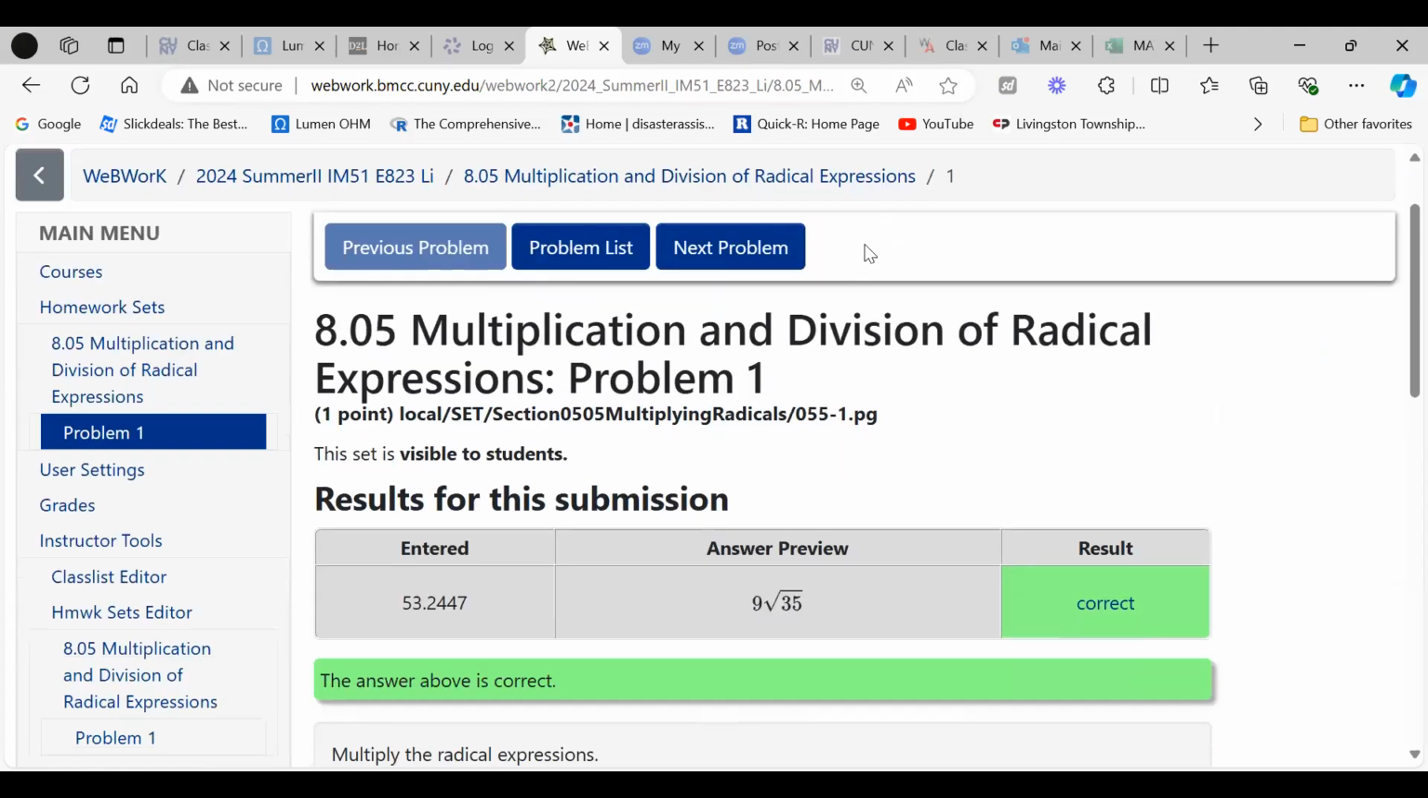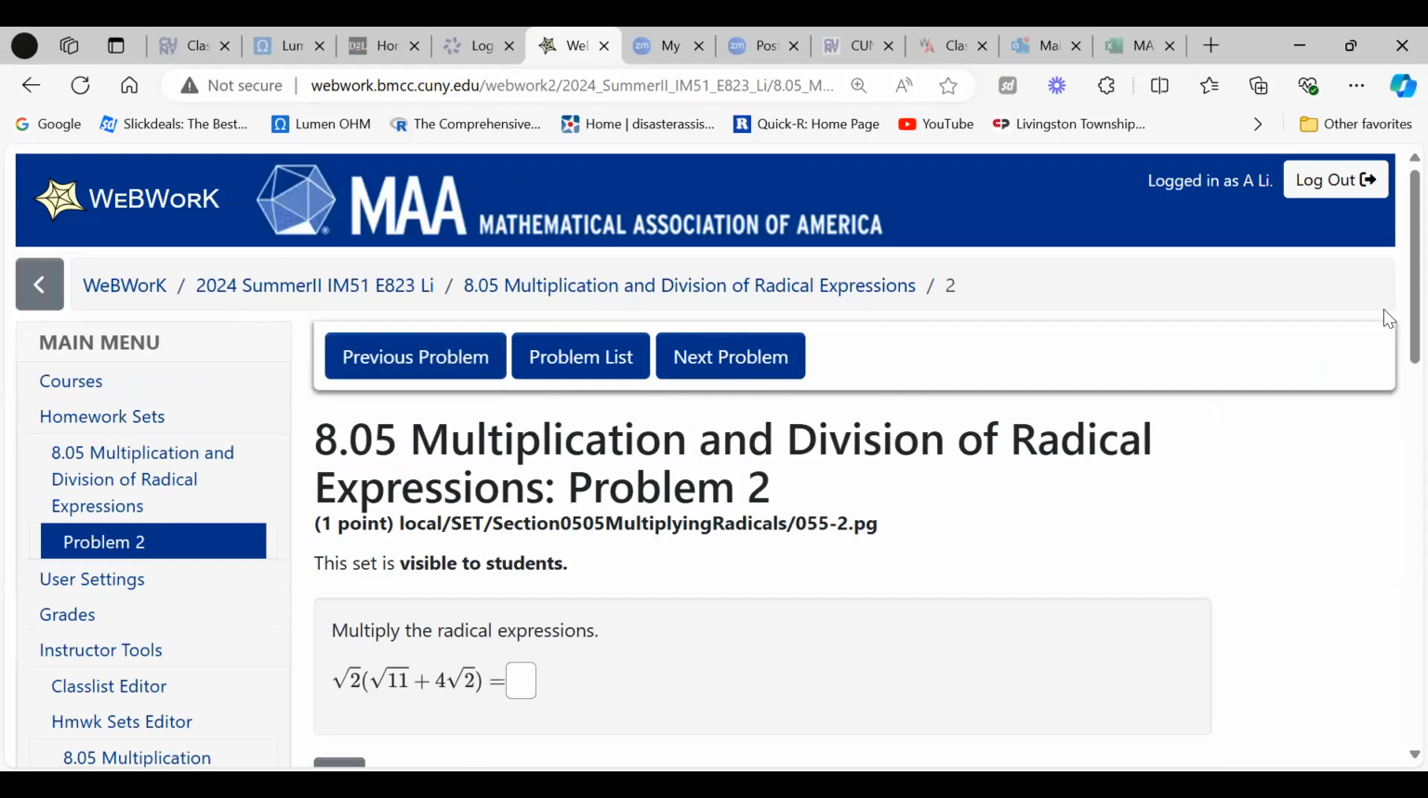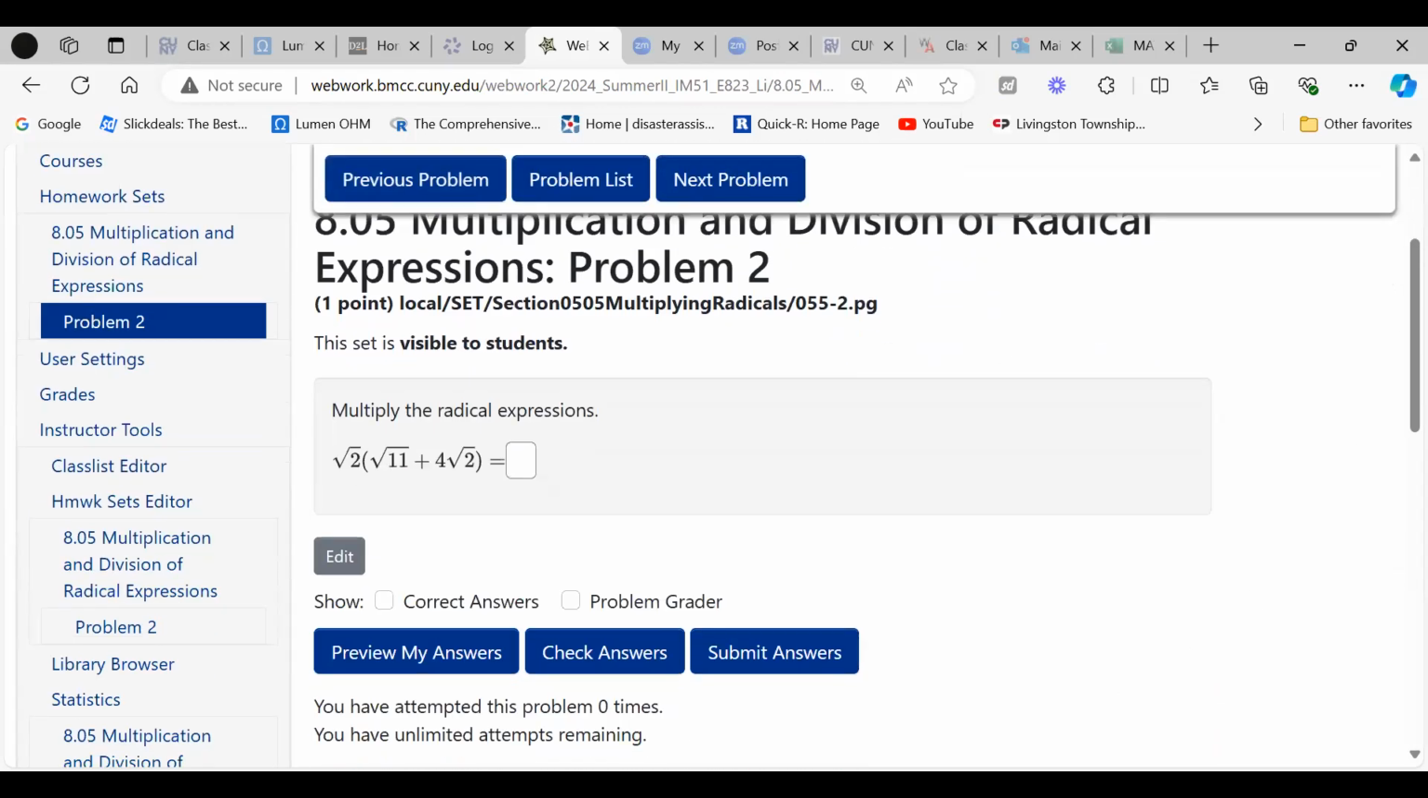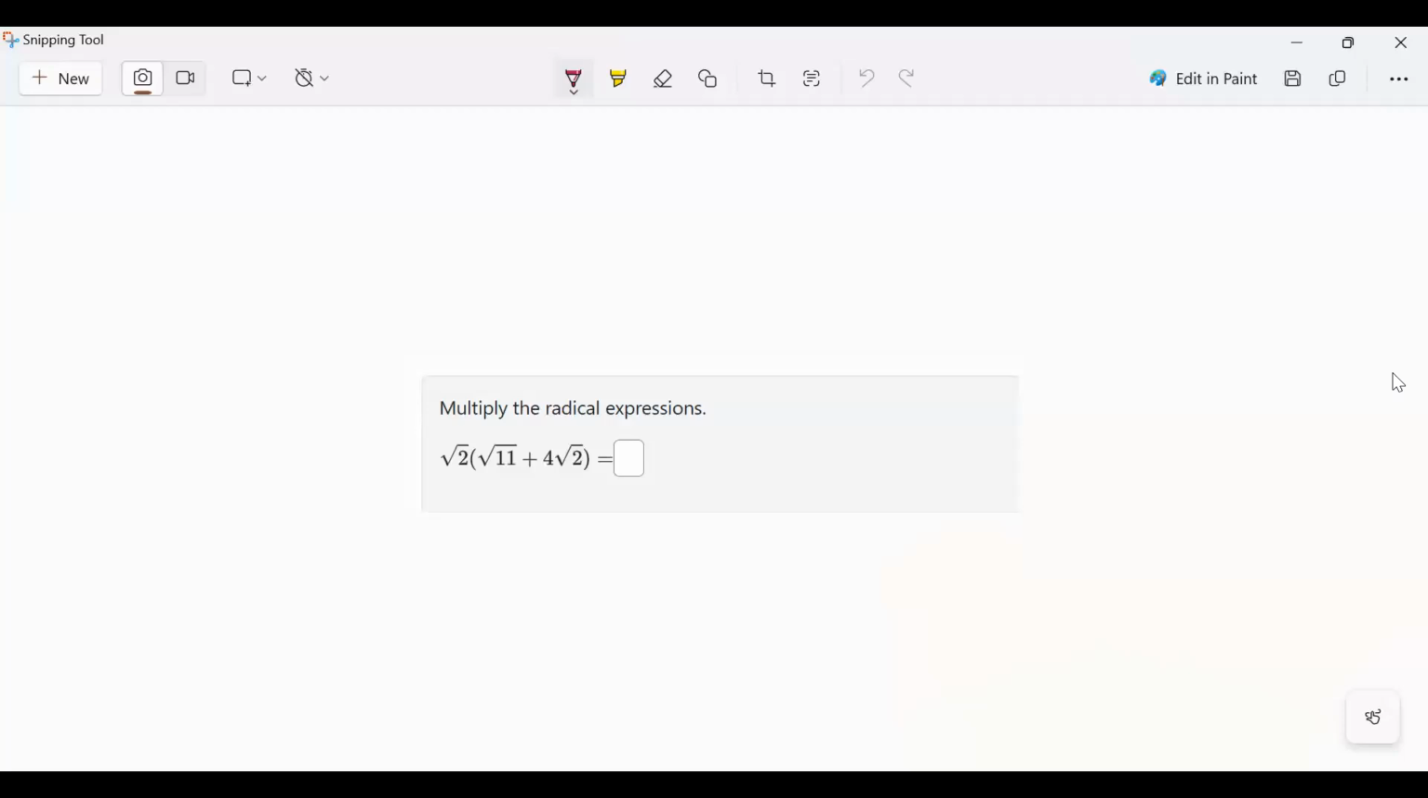Submit it. Correct answer. Question 2. You try this really quickly. Radical 2 times radical 11.